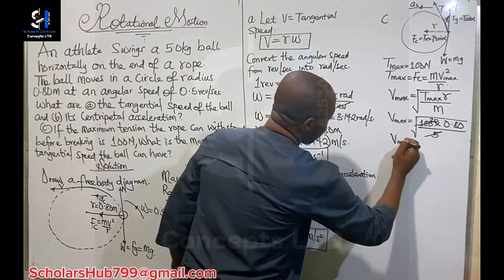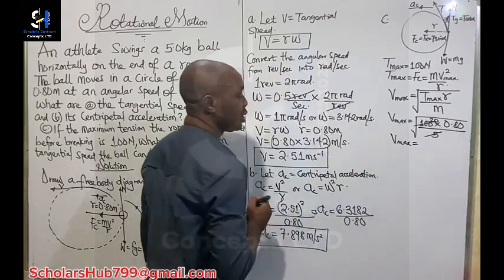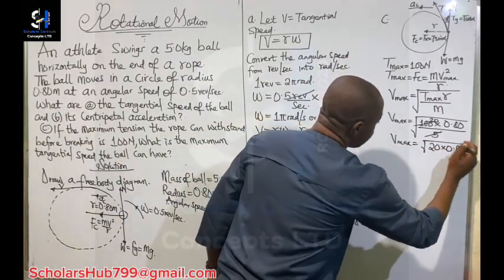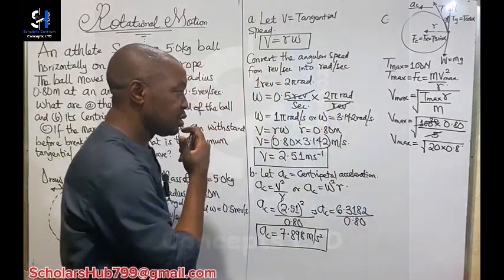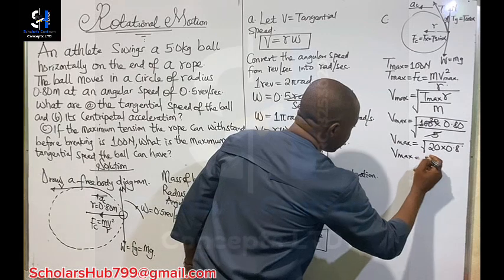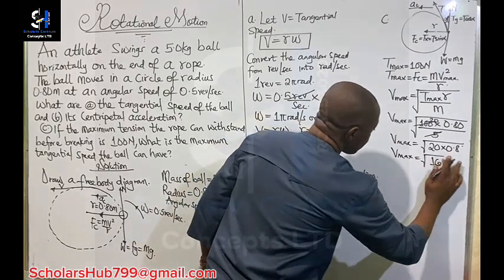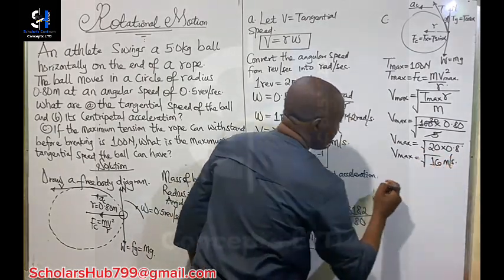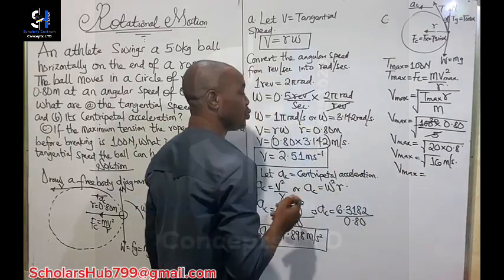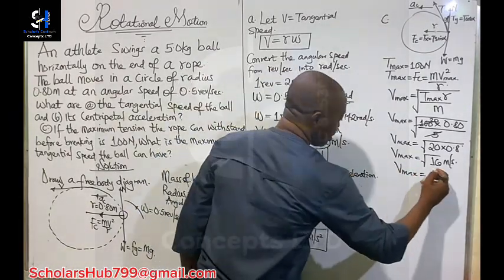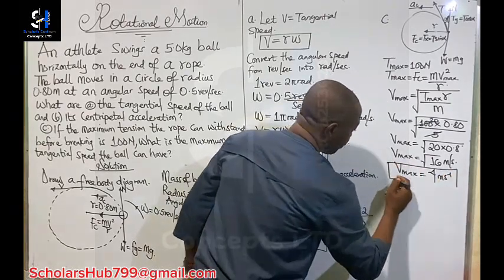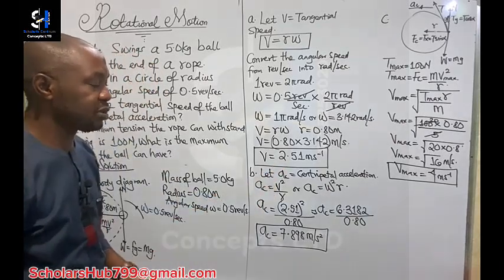So the maximum tangential speed is the square root of 20 multiplied by 0.8. 20 times 0.8 is 16. So the maximum tangential speed is the square root of 16, and the unit is meters per second. The maximum velocity, which is the maximum tangential speed, will be 4 meters per second.